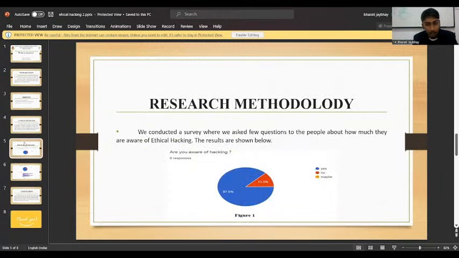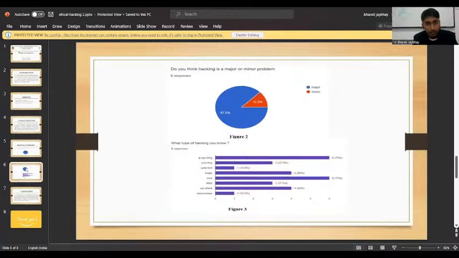Research methodology. We conducted a survey asking field questions to find out how much awareness there is of ethical hacking. Does ethical hacking measure or minimize problems? What type of ethical hacking is used now?